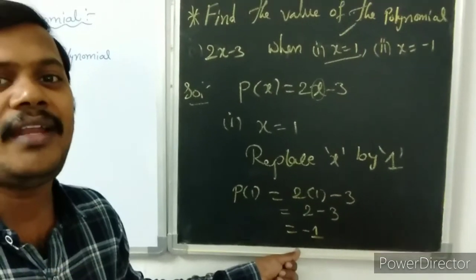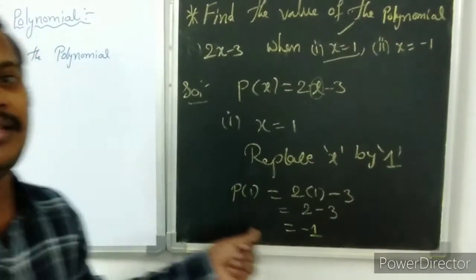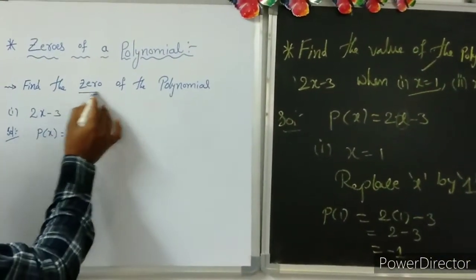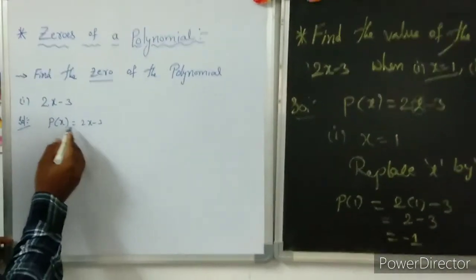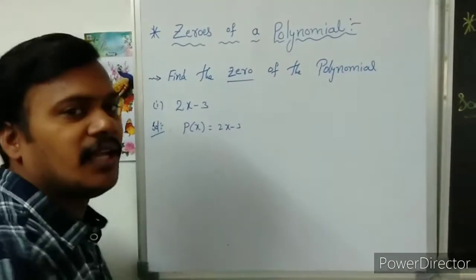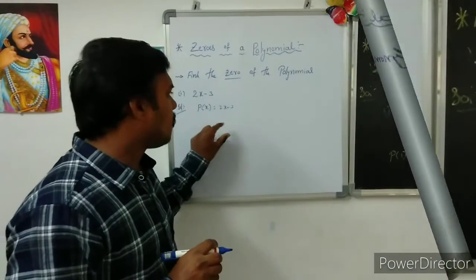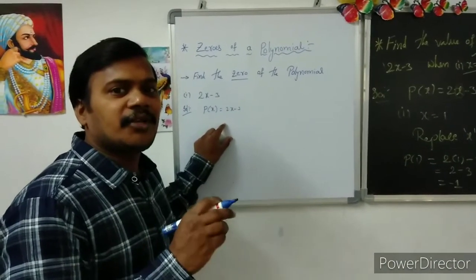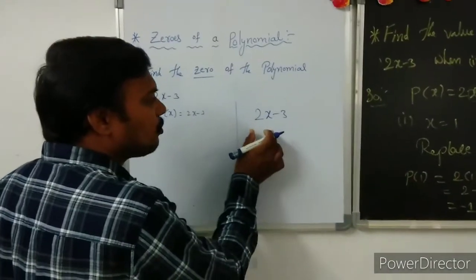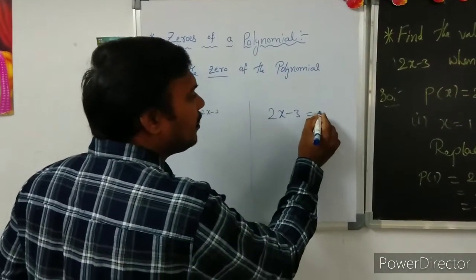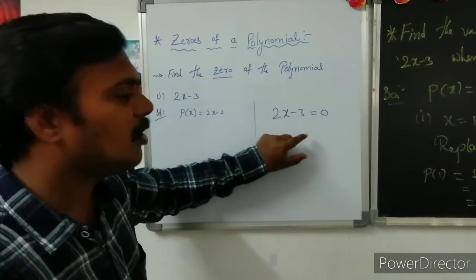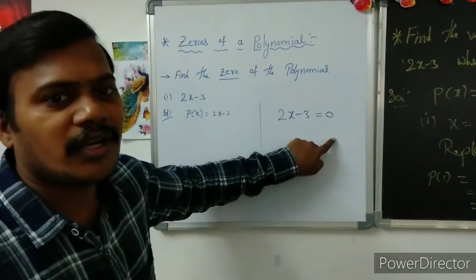Now we want to find the zero of the polynomial. So here p of x equals 2x minus 3. The polynomial is 2x minus 3. In this polynomial, we equate it to 0. Why? Because the value of the polynomial should be equal to 0. We want that only.